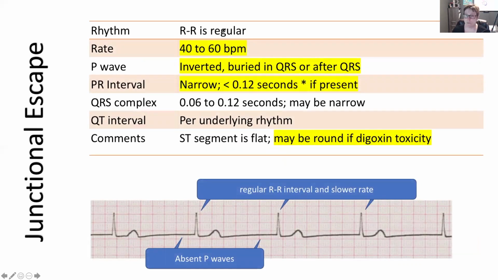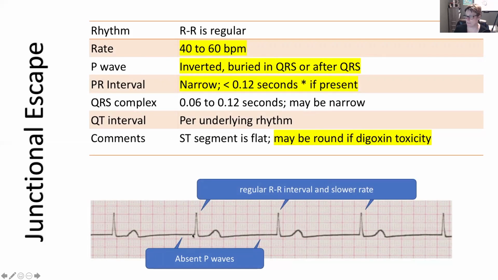Rhythm R to R will be regular. The rate is between 40 to 60. Junctional escape rhythm. P wave, inverted, buried, absent. PR interval will be narrow if it's present, less than 0.12 seconds. QRS complex will be normal between 0.06 and 0.12 seconds. The QT interval will depend on that underlying rhythm.